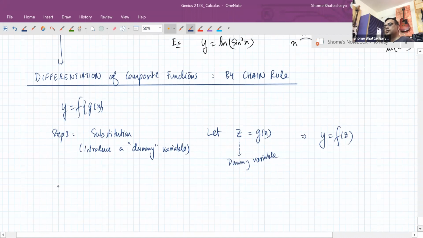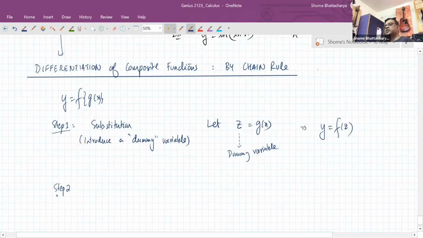Then the next step is the critical step, which is the chain rule step. In the chain rule step, we express the rate of change of y with respect to x as the rate of change of y with respect to z multiplied by the rate of change of z with respect to x.